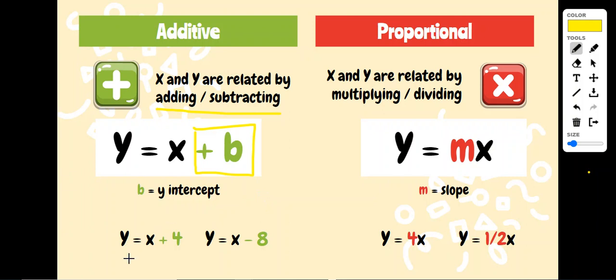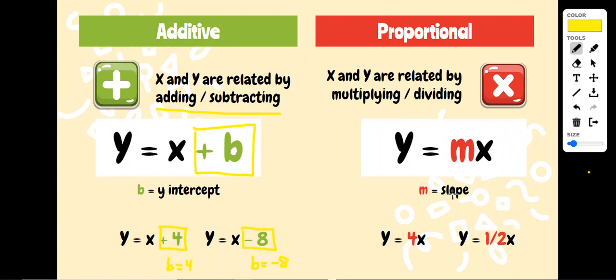When you're looking to see if an equation is additive, you'll see that after x, y is equal to x, and then you should see a plus, such as this plus 4, or a minus, such as this minus 8. This is our value of b, or our y-intercept. Remember that plus 4 means that it's 4 above the origin, and minus 8 would mean that it is 8 below the origin.